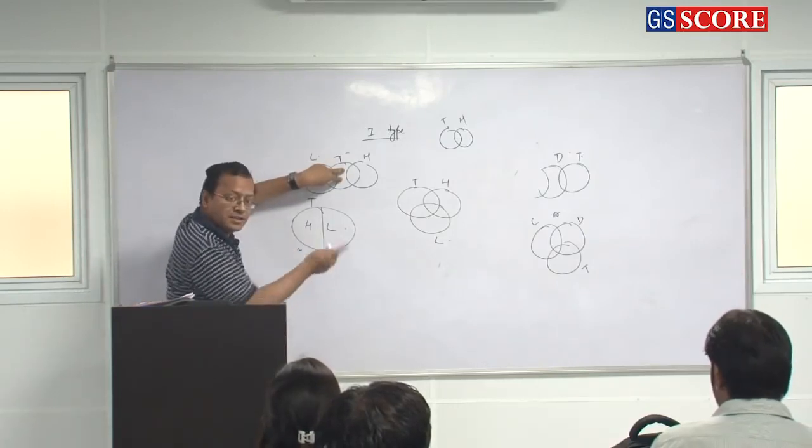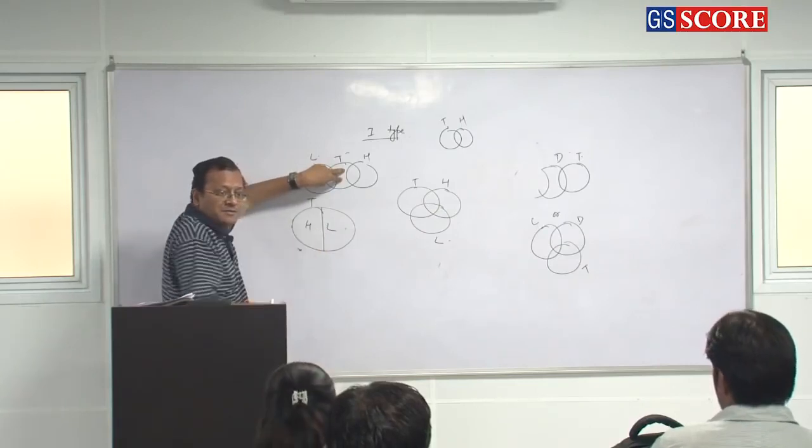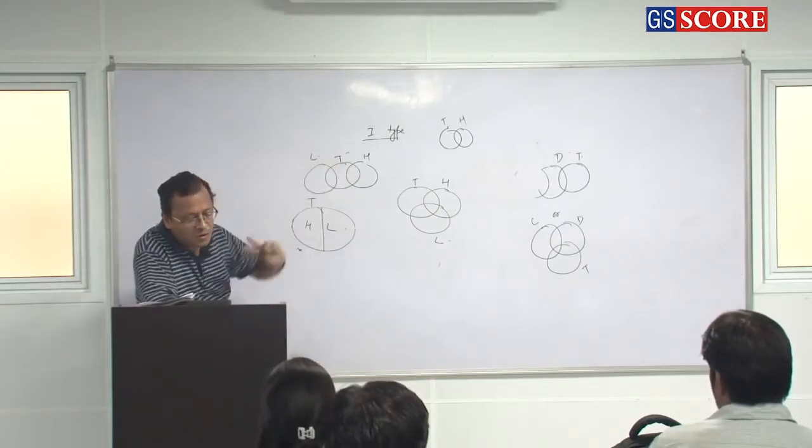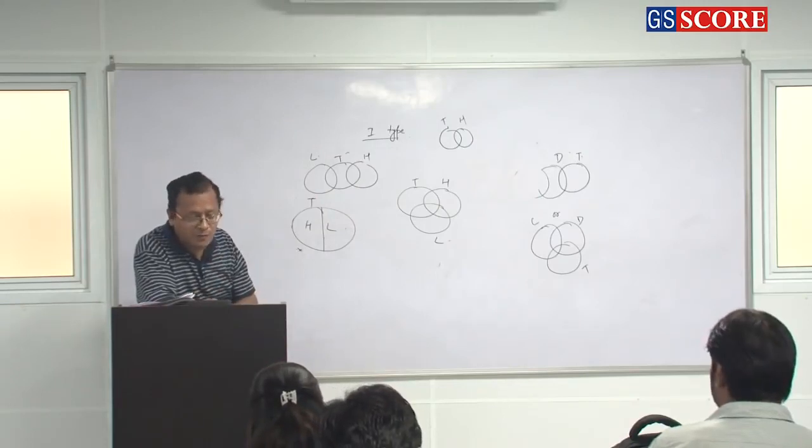This conclusion is nullified by this Venn diagram. So 2 and 4 will not follow. The third one, either 3 or 4 follows.